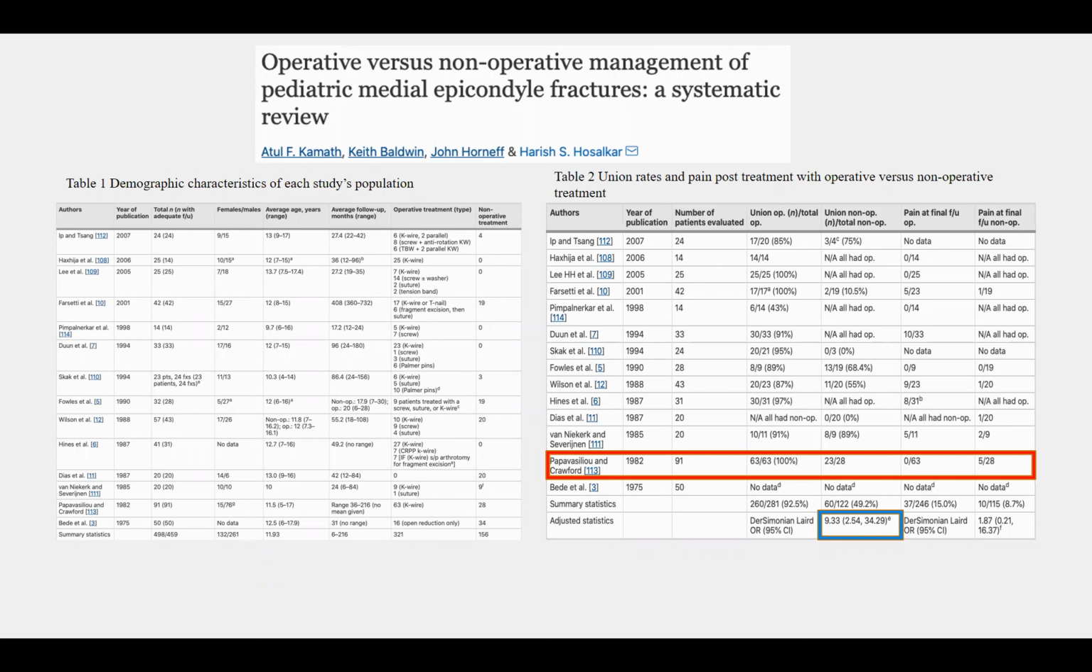Anatomic reduction is ensured with open reduction and internal fixation, so there isn't much surprise that bony union was significantly different between operative and non-operative treatment. Though the question still remains, what is the significance of the superior bony union reported with surgical intervention?